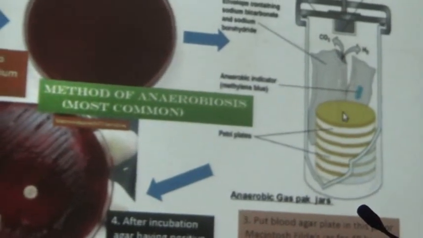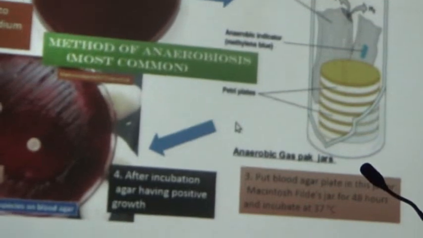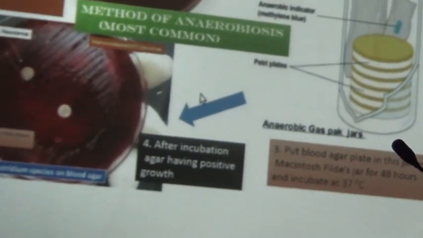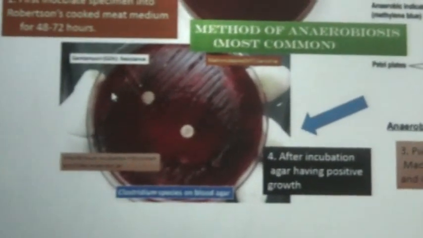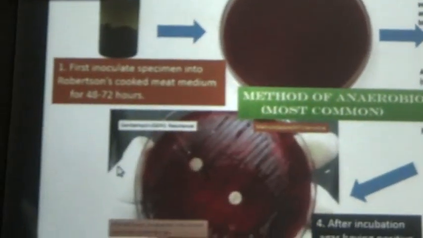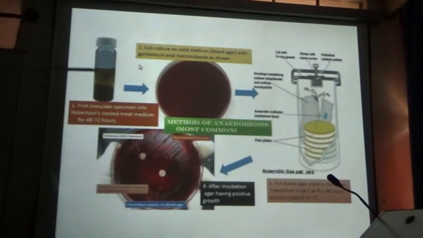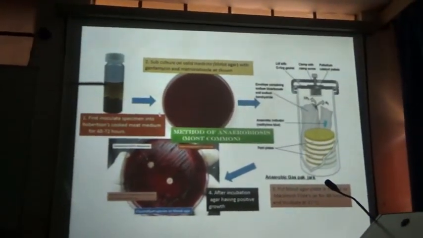After 2 days' time, the growth will come, and this growth is then identified by various tests, and then an antibiotic sensitivity test is done. After that, the report is sent to the various departments where the specimen has come from. So this is, in a nutshell, the process by which we do the blood culture.